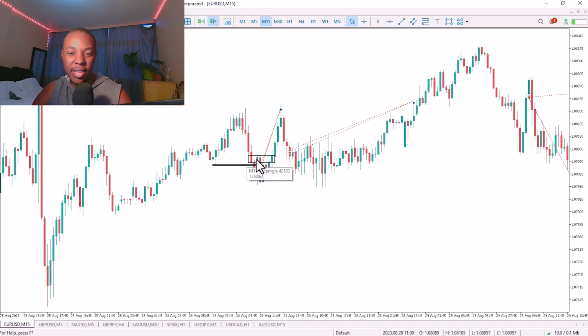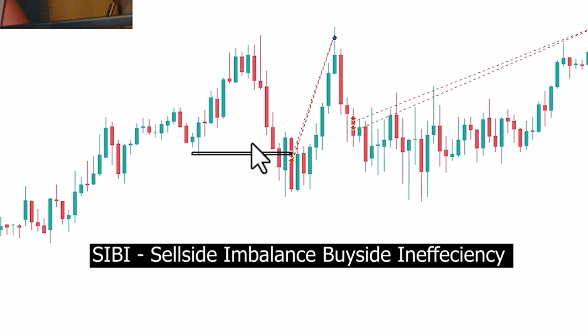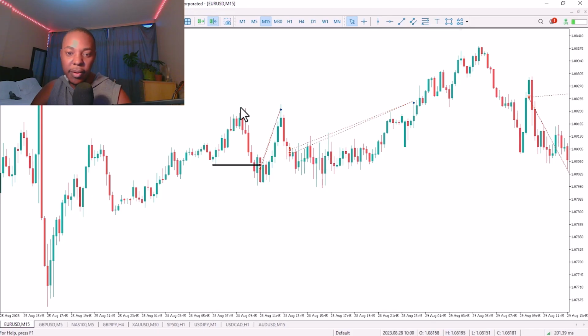But as you can see there, we have that CB, sell side imbalance, buy side inefficiency. So we had that CB right there, and I took the sells looking at that CB. Price went down a little bit into profit, and then I put my SL right above this. Initially it was above this candlestick, and then I just put it there to give it a little bit more room to breathe.